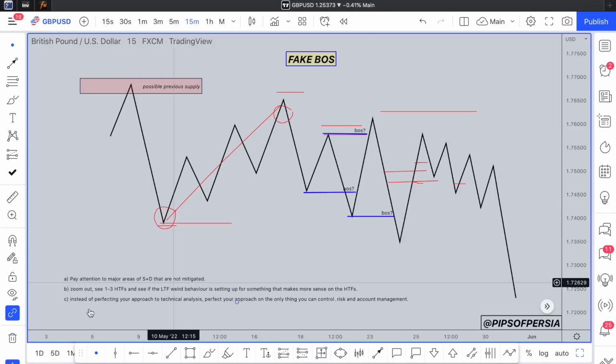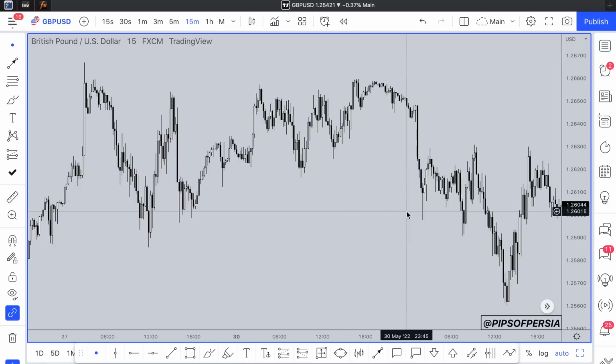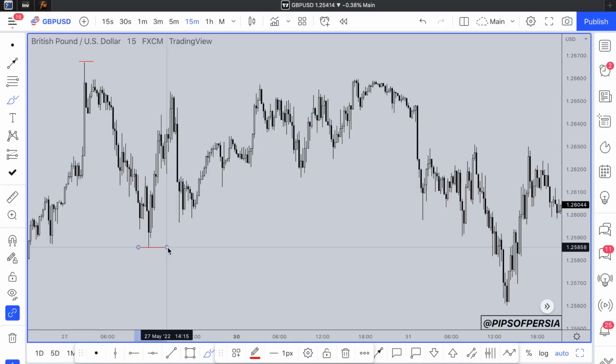And finally, instead of trying to perfect your approach towards technical analysis, perfect your approach to the only thing you can control: risk and account management. And by the way, this is a brilliant example I can show very quickly of the drawing that I just had, where obviously we're creating a high, a low, a lower high, and then this is the lower low.